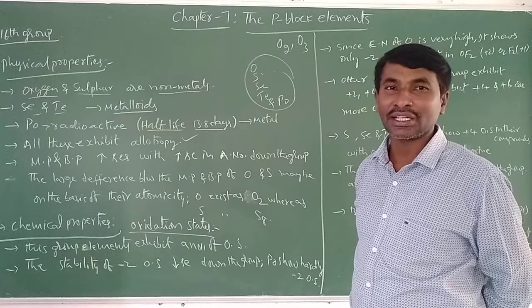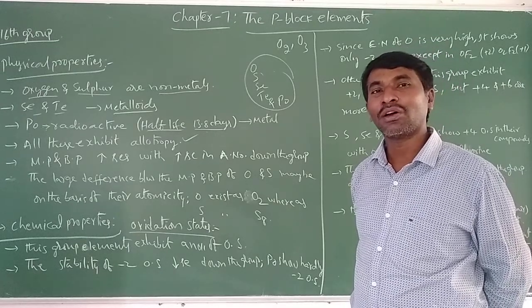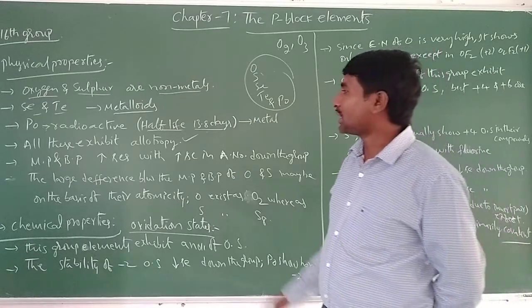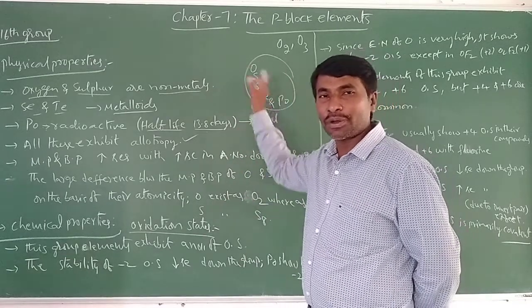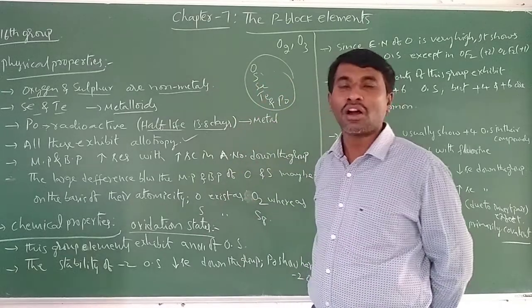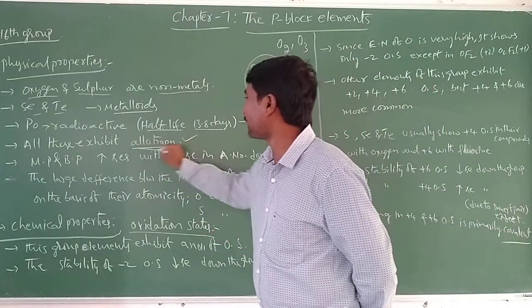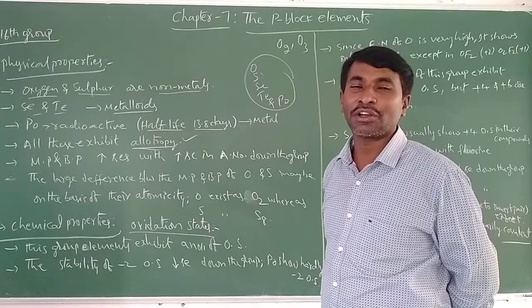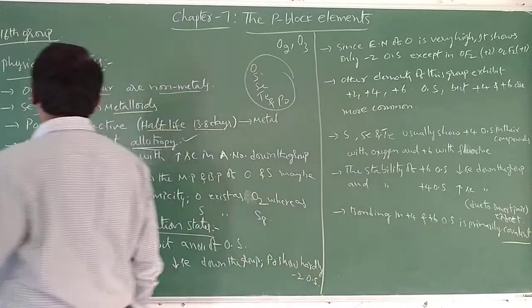We will discuss the particular structures and properties in the main properties. All the elements in the 16th group show allotropic nature. Allotropy means they show more than one form.